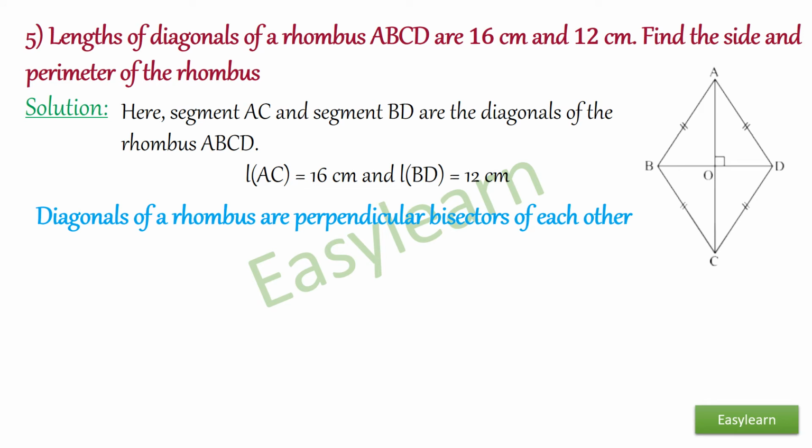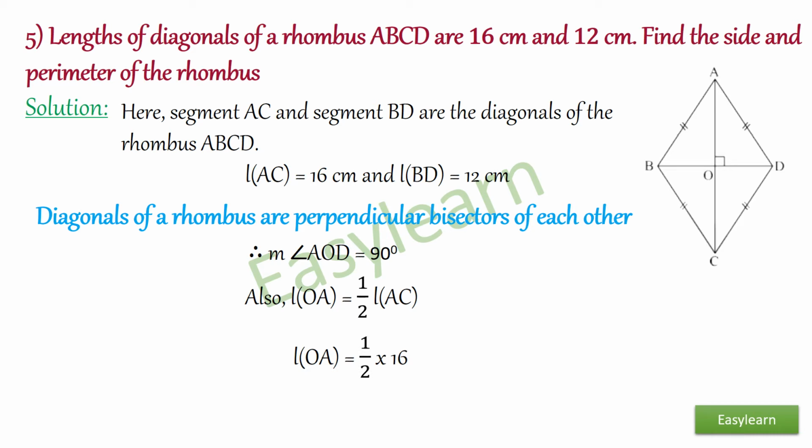But we know there is one property of a rhombus that the diagonals of a rhombus are perpendicular bisectors of each other. So I can say that measure angle AOD is 90 degree because as they are perpendicular bisectors, they meet each other at 90 degree. And also length OA is equal to half of length AC. AC is 16, so OA is equal to half of 16, which is 8 centimeter. So now we have length OA as 8 centimeter.